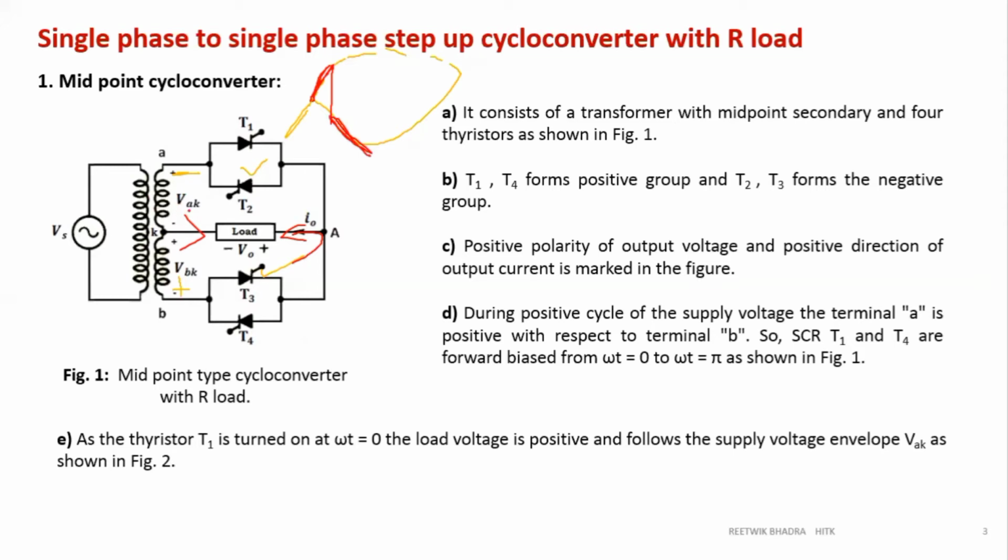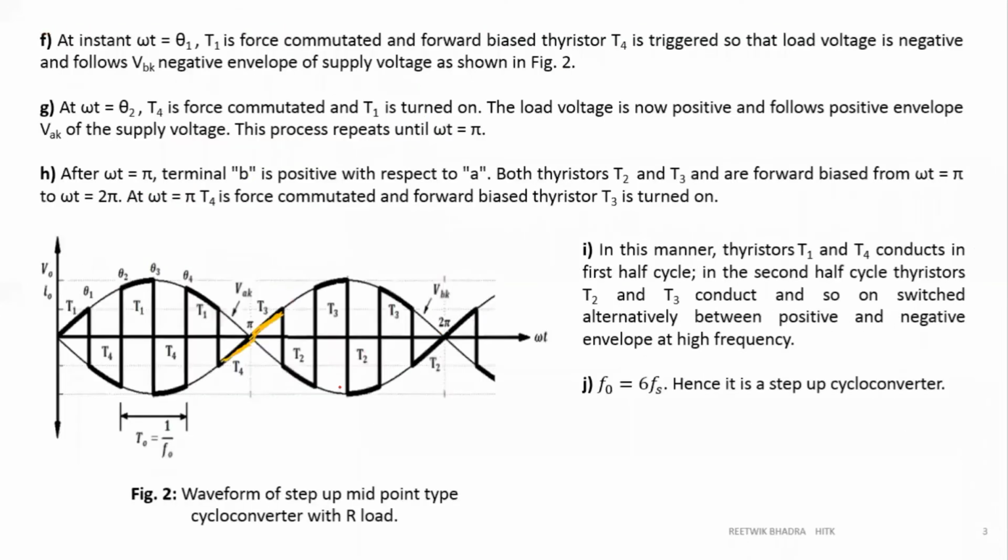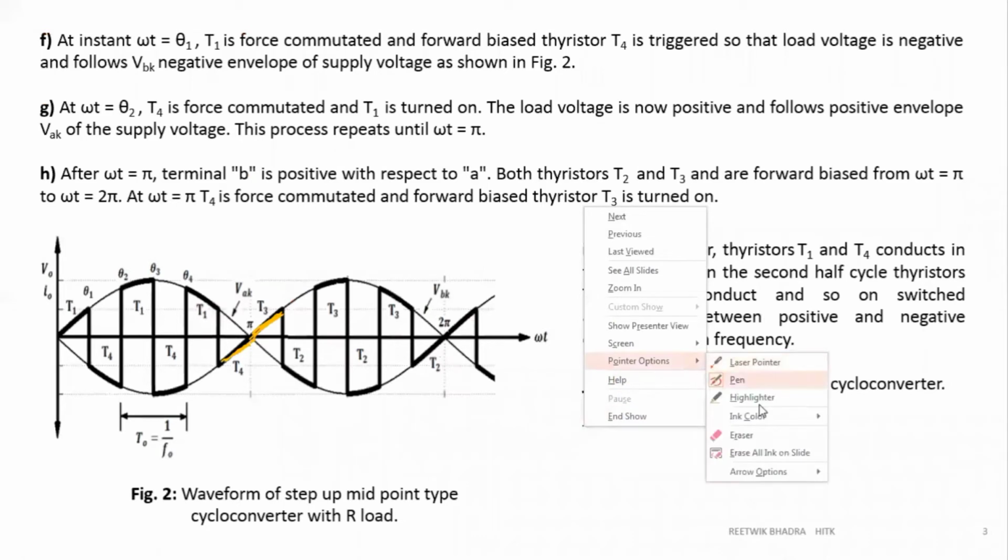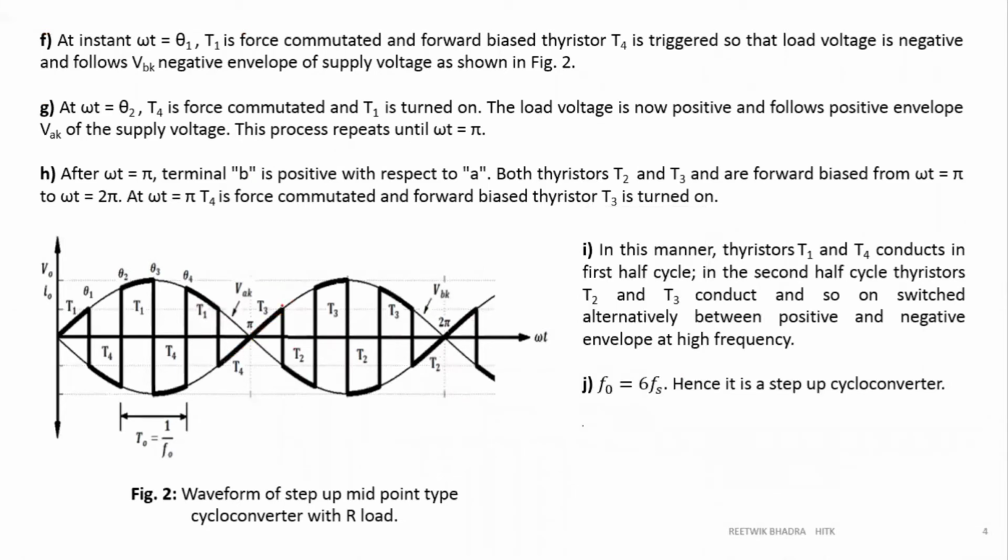Which voltage should it be? VAK. See, it is following VAK only. See my logic, both logics are working. Then again T3, then again T2. So this continues and goes on. T3, T2, T3, T2, T3, T2. How many times is this done? It is completely dependent upon you, how much frequency you offer.